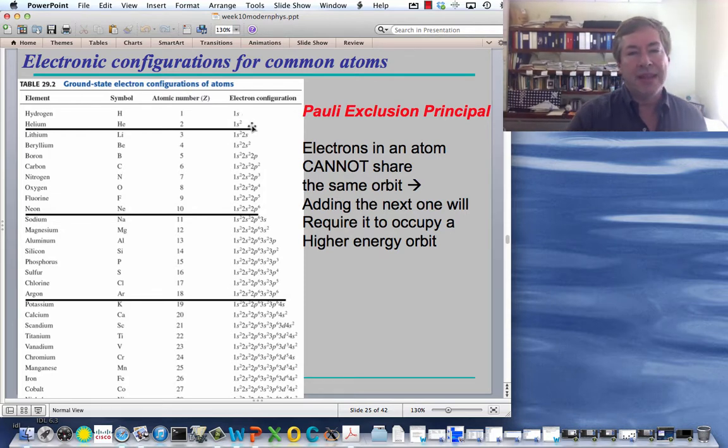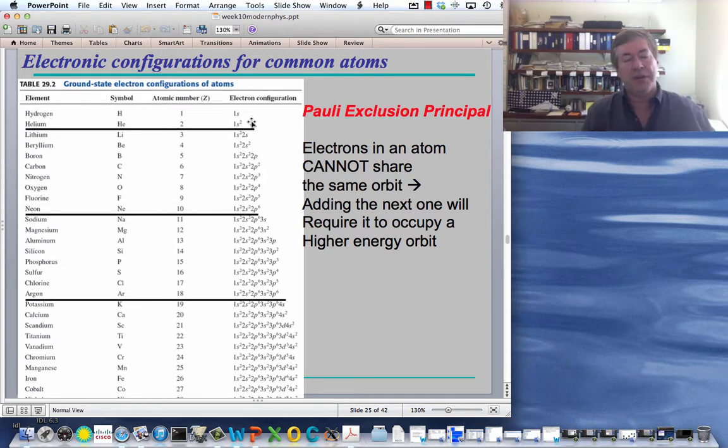How about helium? Interesting point here. Helium can have 2 electrons in the n equals 1 configuration, both with no angular momentum. What's the difference between these 2 electrons? A little 2 up there means there's 2 electrons here. The only difference is that electrons, it turns out, in addition to orbiting around in the atom, so they have some orbital angular momentum, they also are like little spinning balls. It's a quantum mechanical version of that.